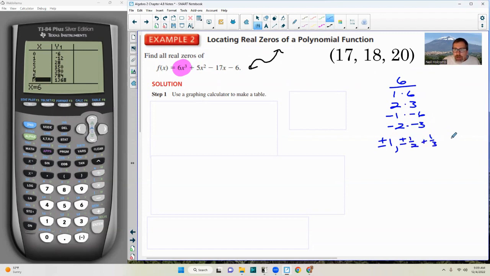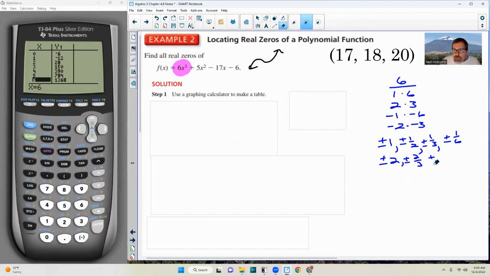1 over 6 is plus or minus 1/6. I could have plus or minus 2 over 1. Plus or minus 2 over 2, which is 1. That's already there, so I'm going to skip it. I'm not going to rewrite any. And then I do plus or minus 2 over 3, plus or minus 2 over 6, which is a half. I mean a third. So that's already there.